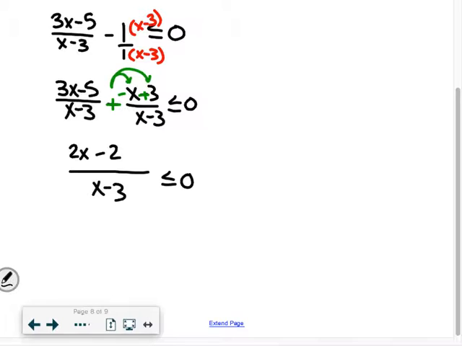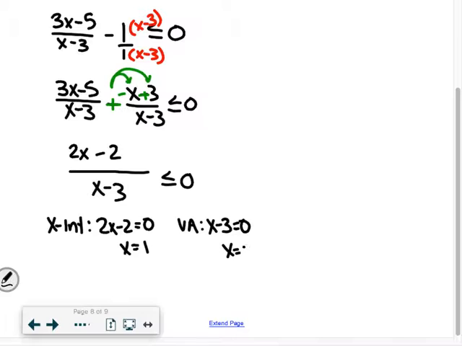So you guys told me the critical points were the x-intercepts and the vertical asymptotes. So for x-intercept, I can set my numerator equal to 0, 2x minus 2 equals 0, x equals 1. That's a critical point. For a vertical asymptote, set my denominator equal to 0, so x equals 3. So I have two critical values for the rational function, 1 and 3. I've got one x-intercept, I've got one vertical asymptote.